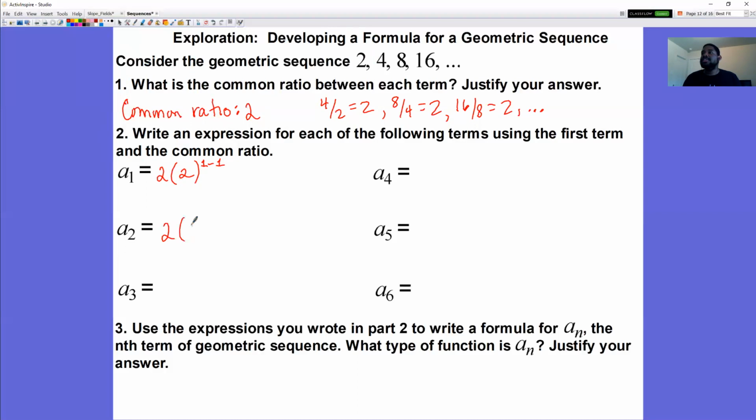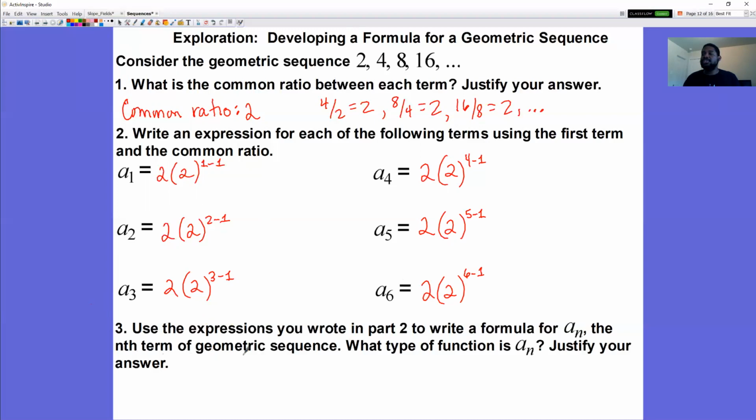And then for this one, it'll be 2 times 2 to the power of 2 minus 1. And then the next term is 2 times 2 to the power of 3 minus 1. The next one is 2 times 2 to the power of 4 minus 1. The next one is 2 times 2 to the power of 5 minus 1. The next one is 2 times 2 to the power of 6 minus 1. All right. Now you should be able to see a pattern here because that's going to help us with part 3.